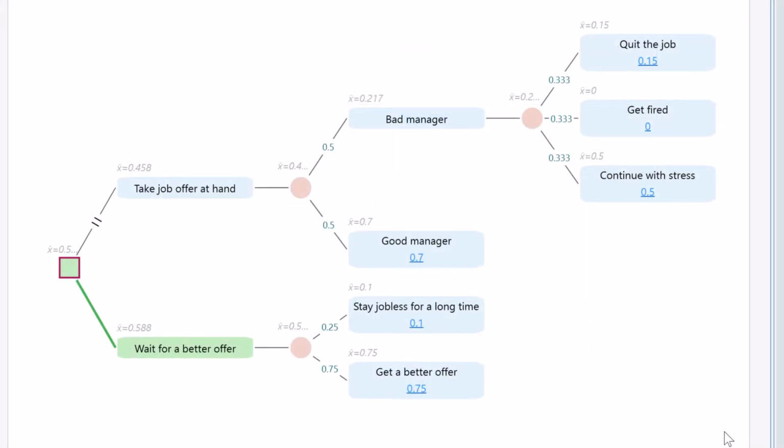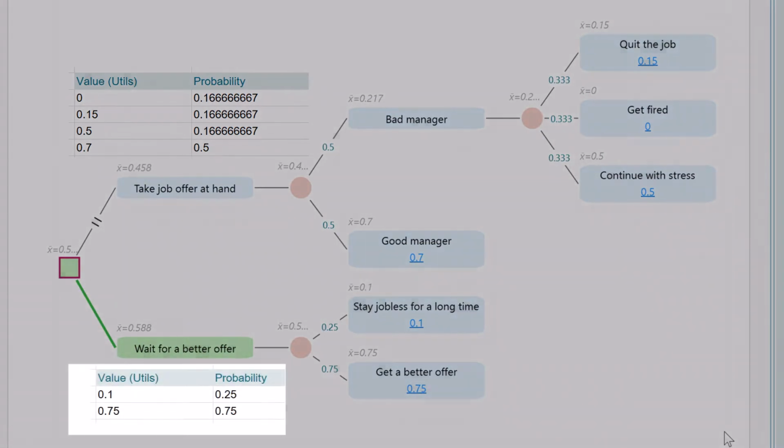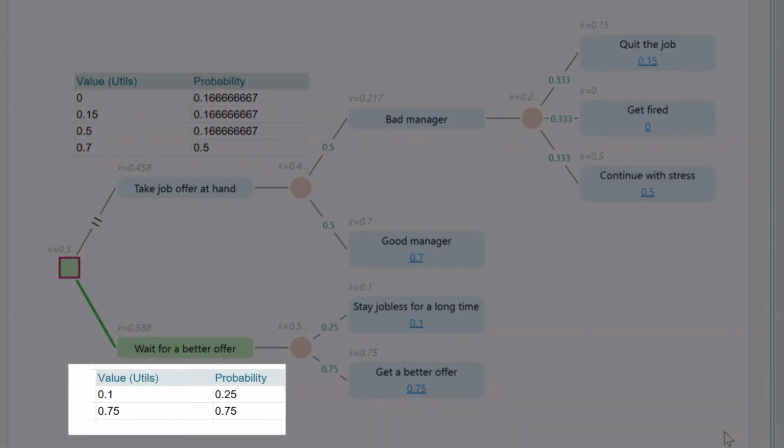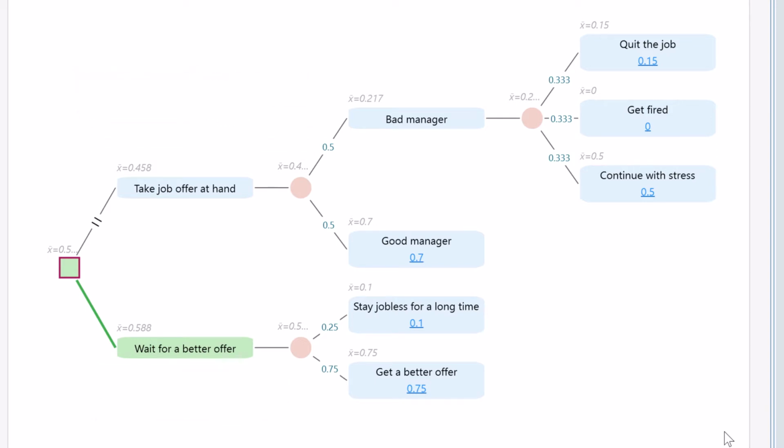Consider the following decision tree. If you take the job offer at hand, your possible outcomes can be summarized in this payoff table. If you wait for a better offer, then your payoff table turns out to be like this. The risk profile chart shows these probability distributions in the same chart so that you can understand the payoff versus risk, state by state, and make a better informed decision.